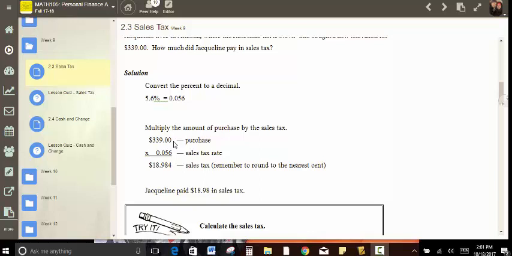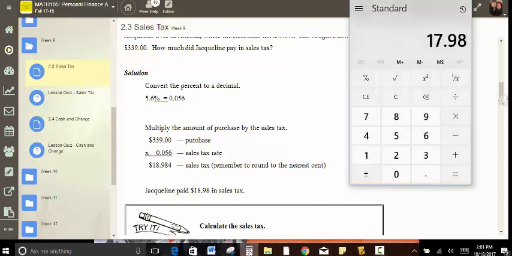If you see your answer comes out to be $600 and the purchase price was $339, know that you probably didn't have your decimal in the right place. So when you convert a percentage, you move the decimal over to the left 2 places. And so it's showing you this right here.